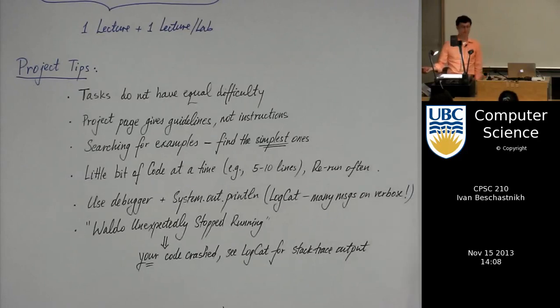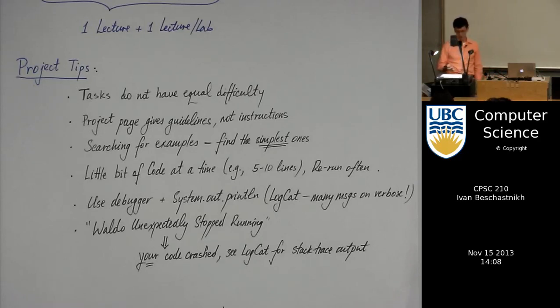Use a debugger. System out print line. This is pretty obvious, but you're going to have bugs. There's no way to avoid them. You're going to have misunderstandings about how the API works, for example. You're expecting it to do one thing, it's doing another thing, your program crashes. So you're going to need to debug. It's just a fact of life, a fact of this project.